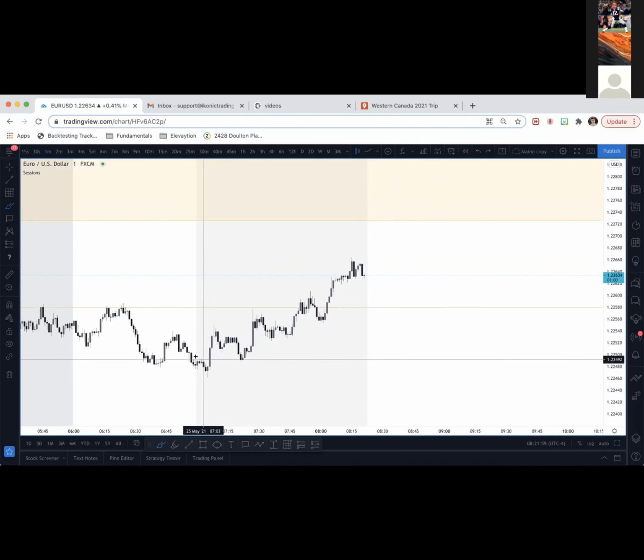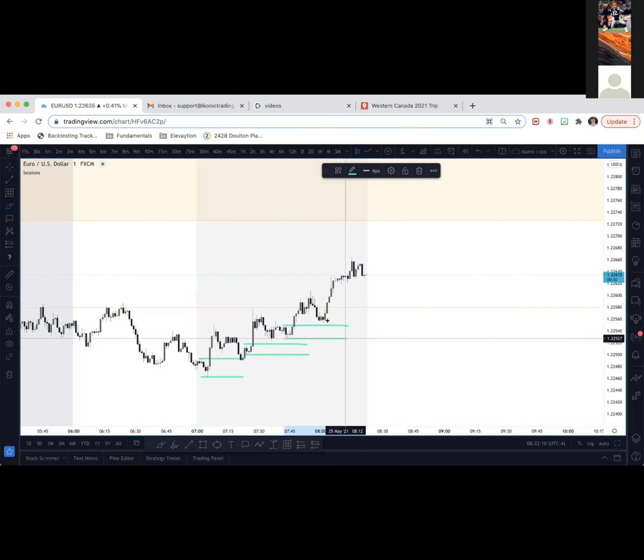Every single one of these hit the area where structure was broken. This one, almost, I guess. But then we have this up here, which pretty much hit every time. So it's not about just taking an entry. It's literally just waiting for it to come in here. It will come in that area. And also, see, there's liquidity. So it's just taking quality trades.